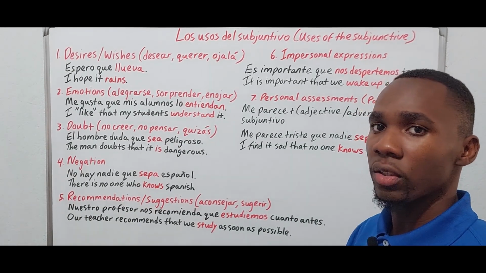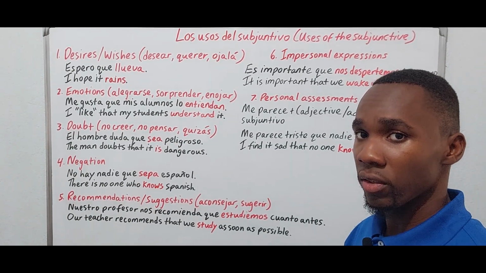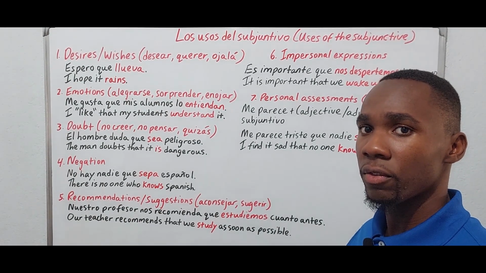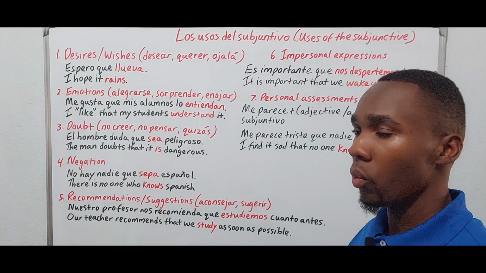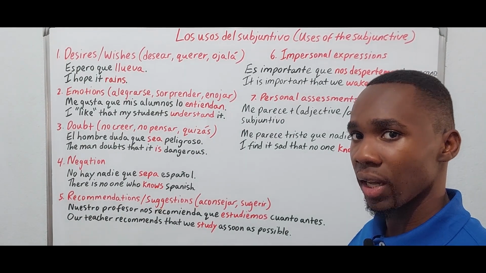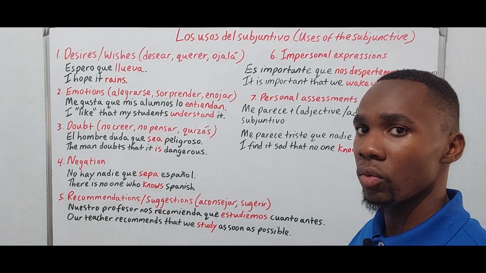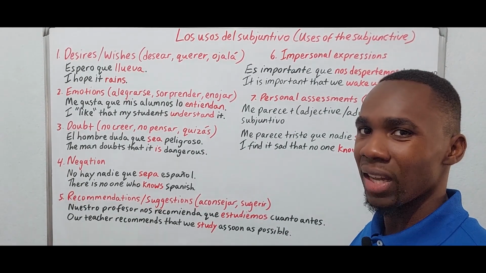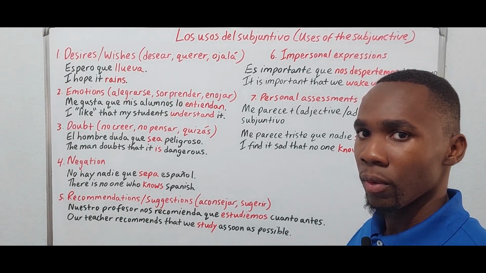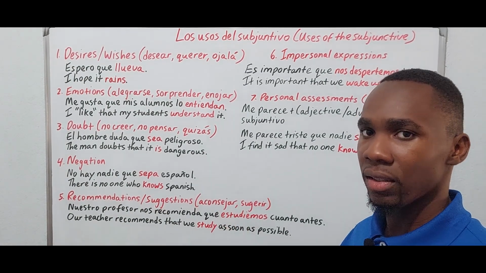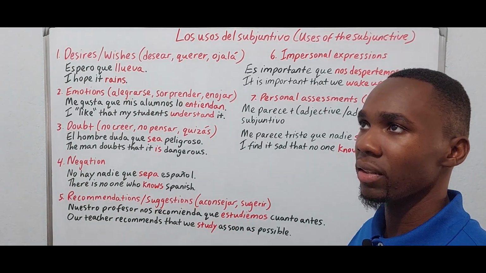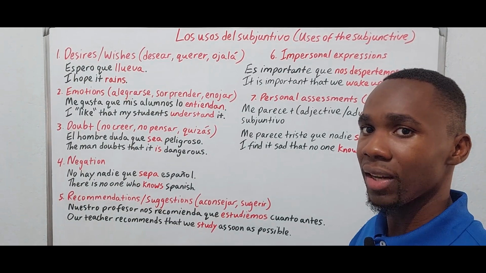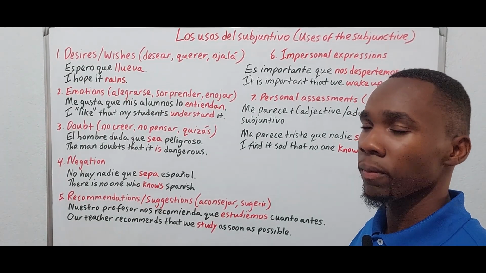So today we're going to talk about the uses of the subjunctive in Spanish. Now the subjunctive would be one of three moods in Spanish, and it is used to talk about uncertainty and is used for subjective situations, whereas the indicative is more based in reality. So that's a big difference between the indicative and the subjunctive, okay?